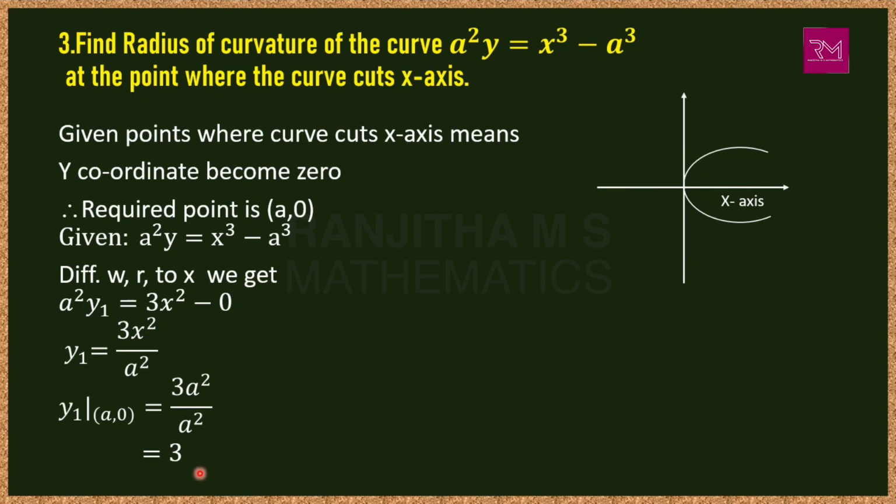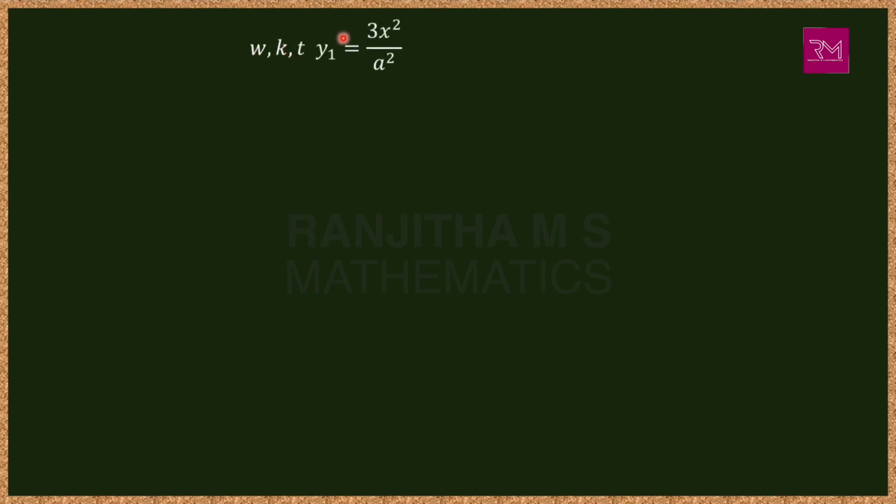After finding y1, we have to find y2. For that, we know that the y1 value is 3x square by a square. In the next step, we differentiate this y1 with respect to x. Hence we get y2 value as 3 by a square, constant taken as it is, into differentiation of x square is 2x. This is our y2 value. Now y2 at the point (a, 0), substituting x value as a and y value as 0, we get 3 into 2a by a square. Here a gets cancelled, hence we get y2 value as 6 by a.